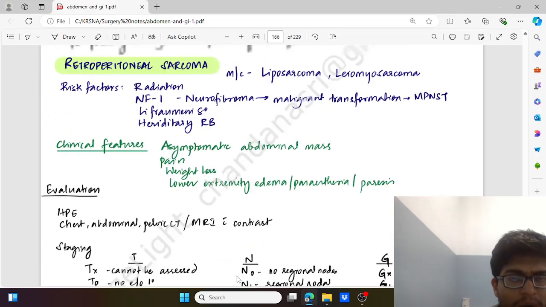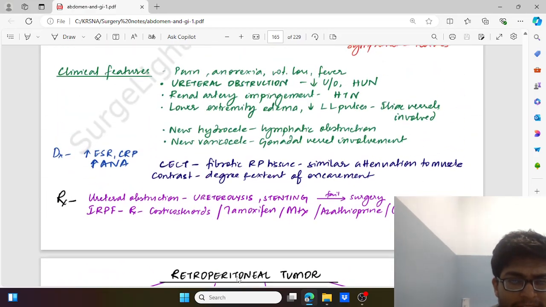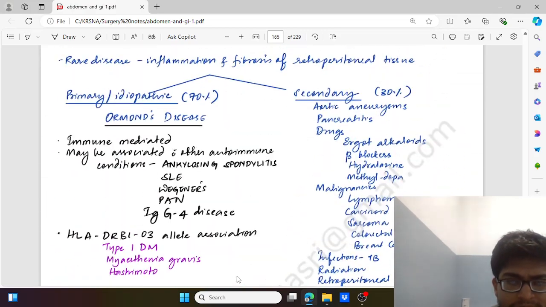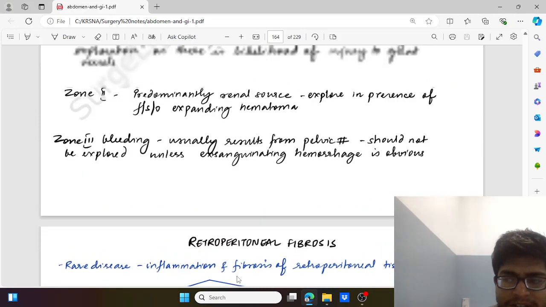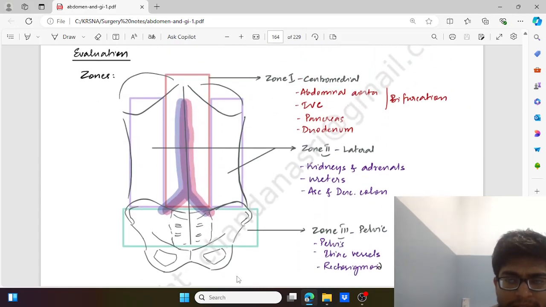So this was all about retroperitoneum anatomy and retroperitoneal disorders. Hope it has been understood and it will be helpful for quick revision.